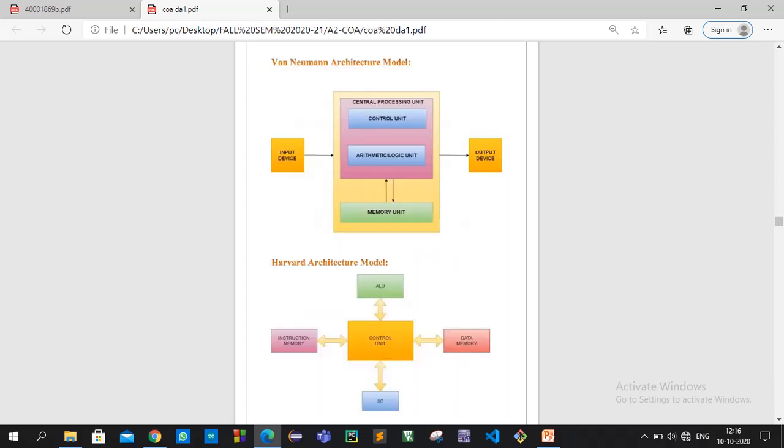These are the block diagrams of von Neumann architecture and Harvard architecture. Von Neumann architecture model, I got it from the slides which I referred for module 1 and module 2 preparation, and Harvard architecture model I found from Tutorials Point. So again I used the Draw.io site, which is a very easy tool to draw these architecture models.